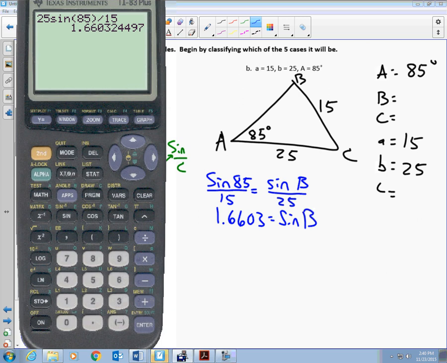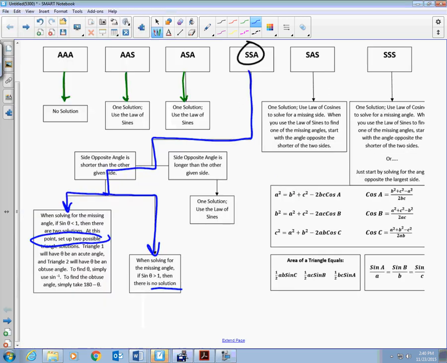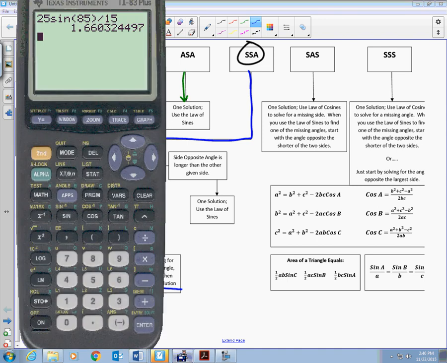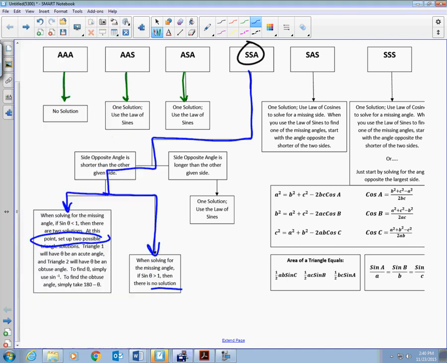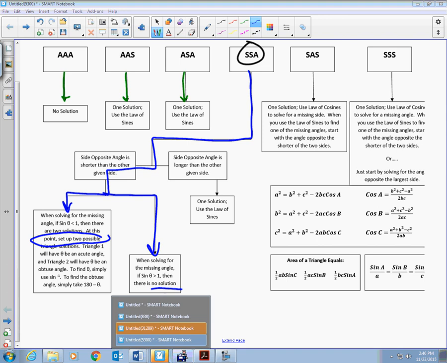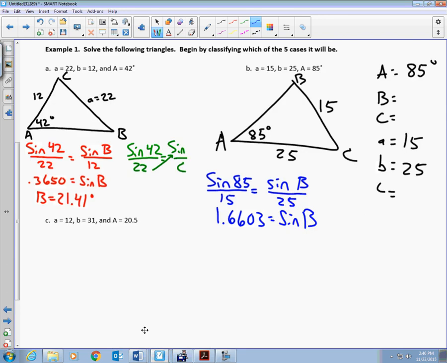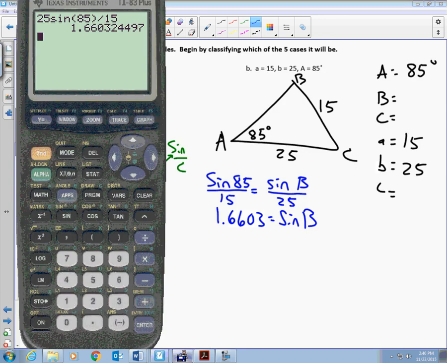1. And it even says on your sheet right here, when solving for the missing angle, if sine of theta is greater than 1, then there is no solution. And watch what happens. Hannah, please. So let's look and solve for this. If you take your calculator and you go sine inverse of 1.6603, watch what happens to your calculator.